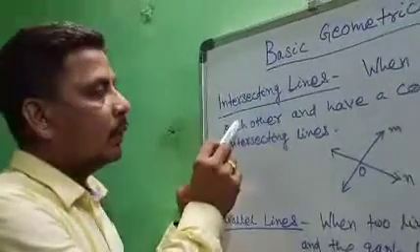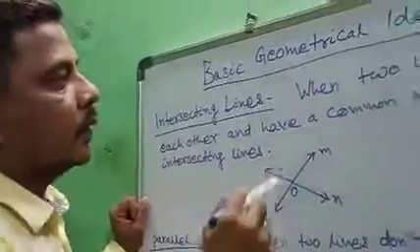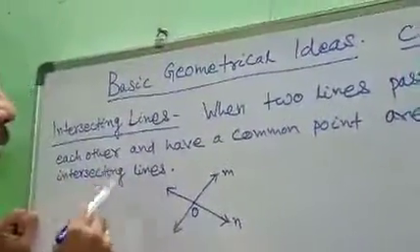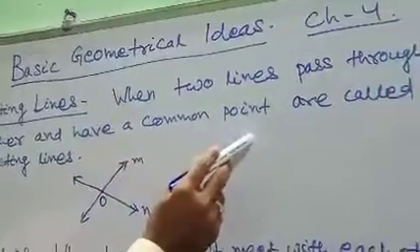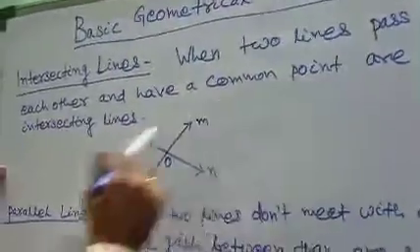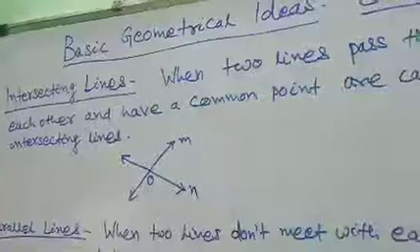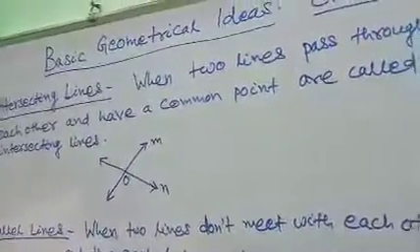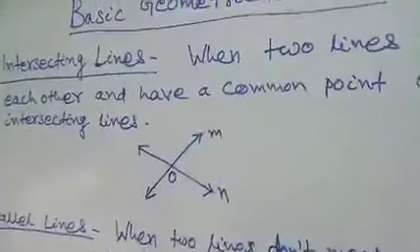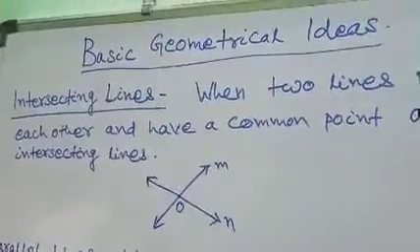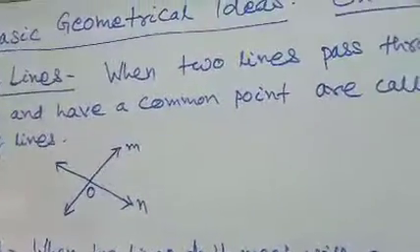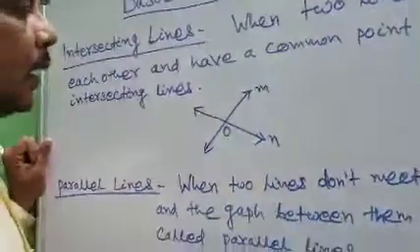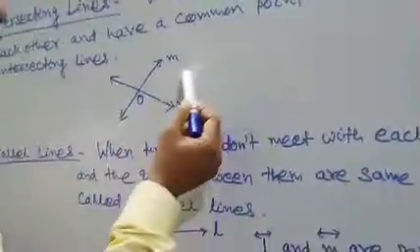Next one is our intersecting lines. When two lines pass through each other and have a common point, they are called intersecting lines. In intersecting lines, two lines cross each other and meet at a common point. Look here.